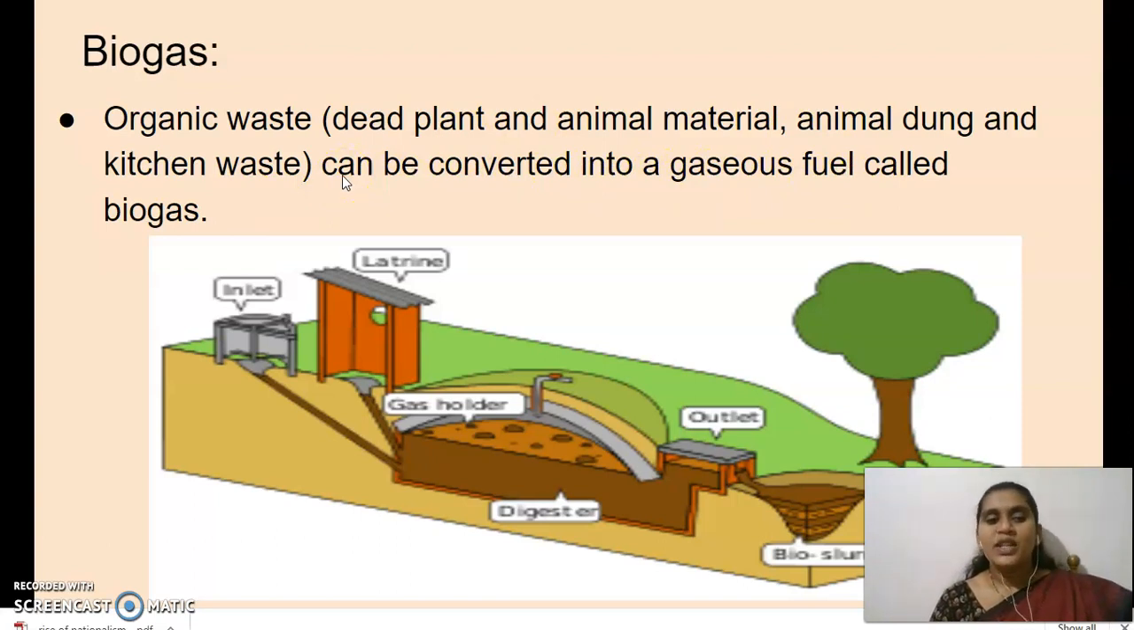So here, organic waste may be cow dung, that is animal dung, or kitchen waste, or dead animal and plant waste material. They convert those into a gaseous fuel, and that gaseous fuel is known as biogas.